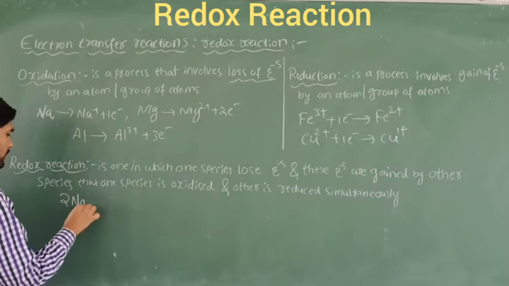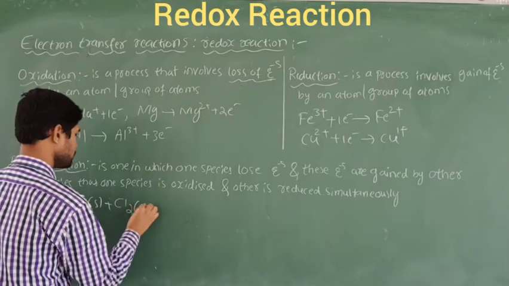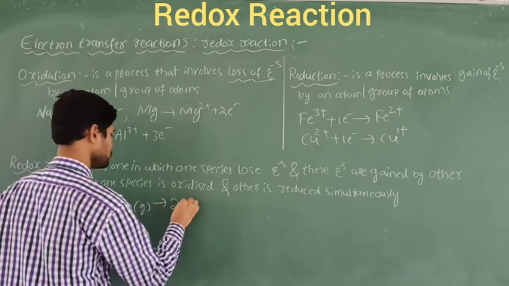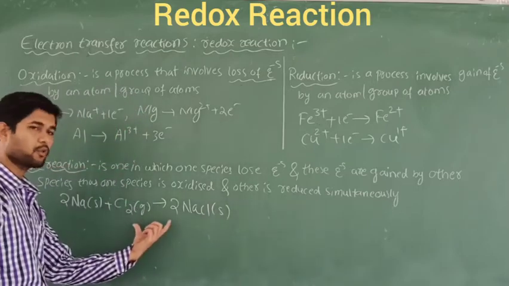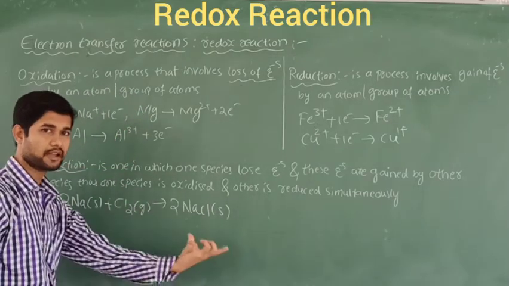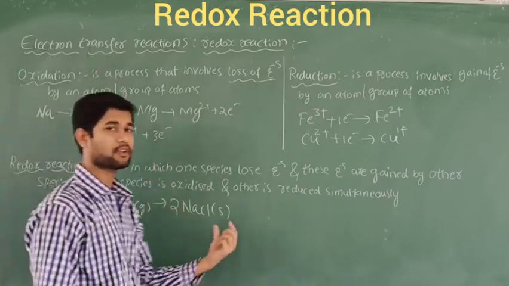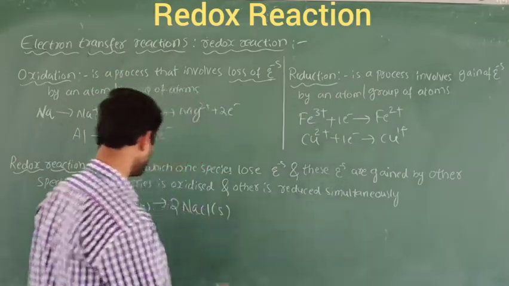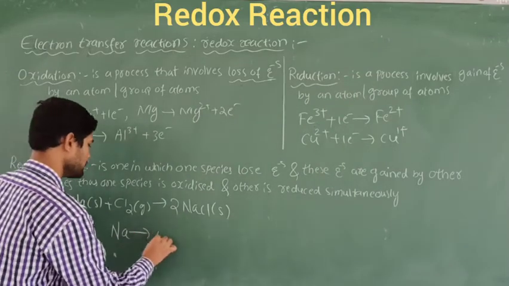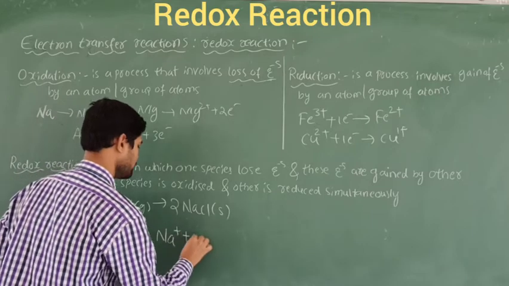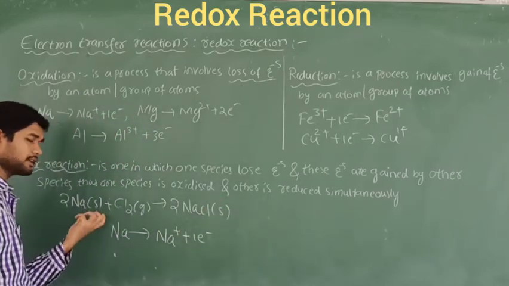That is 2Na, in solid form, and chlorine gas that forms 2NaCl, salt formation. Now I am going to split this into two half reactions. One half reaction contains oxidation, another half reaction contains reduction. Now I am going to make it a half reaction. Half reactions are very easy to understand. Na loses, giving Na plus and one electron, right? So this is called oxidation. This is also involved in this reaction.